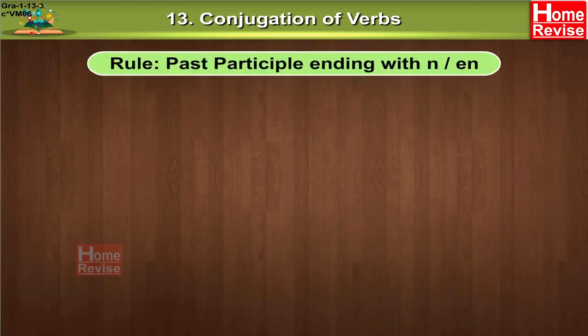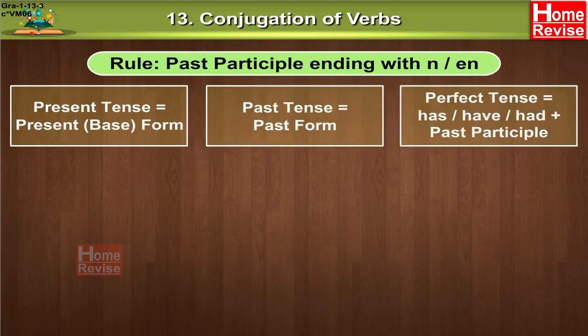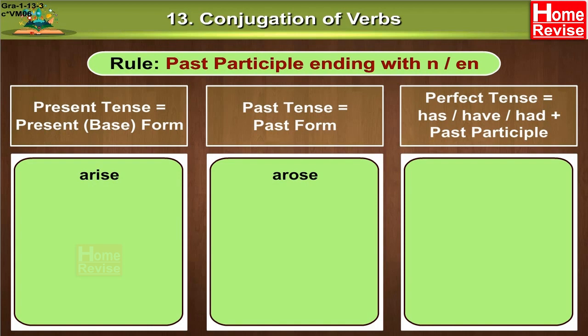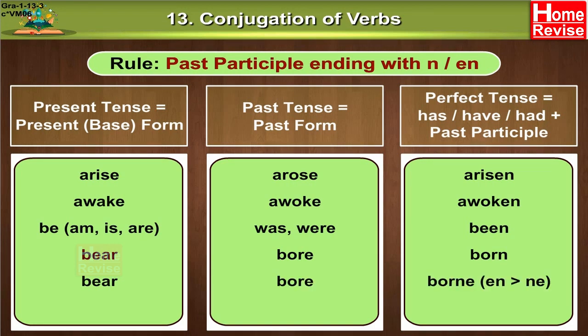Rule: past participle ending with n or en. Present base form, past, past participle. Arise, arose, arisen. Awake, awoke, awoken. Be: am, is, are; was, were; been. Bear, bore, born. Bear, bore, born. Instead of en, add n.